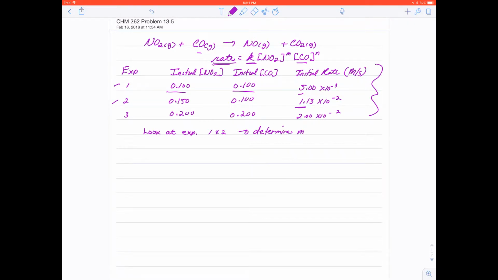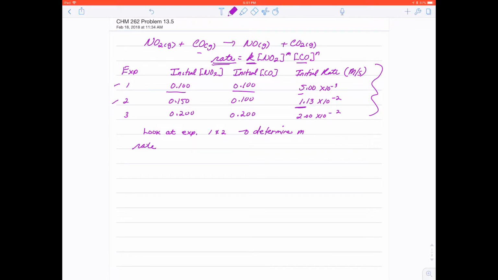Now, the first thing I'm going to do is I note that for carbon monoxide in experiments 1 to 2, its concentration is held constant. So that will allow me to find m, or the exponent for the concentration of nitrogen dioxide. So I'm going to divide the rate of experiment 2 by the rate of experiment 1.